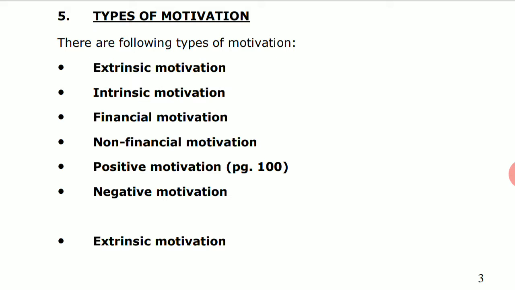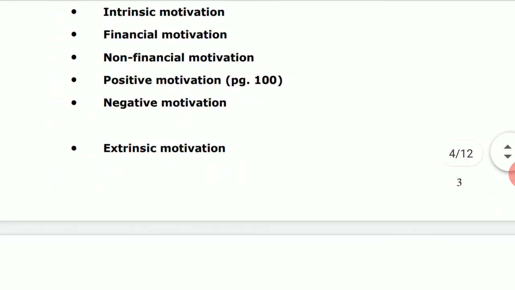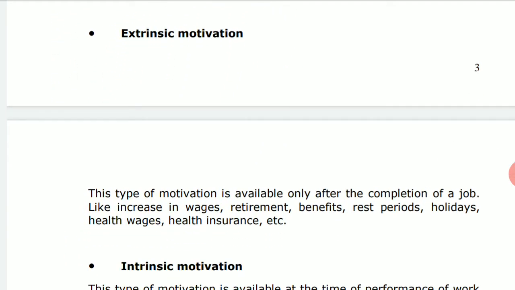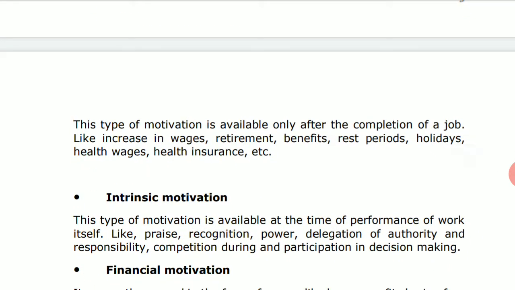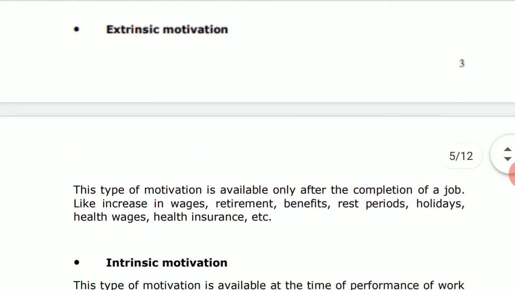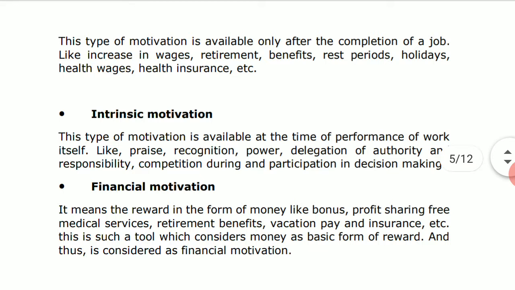That is, we are going to see, as you can see it on the screen, extrinsic motivation, intrinsic, financial, non-financial, positive and negative motivation, which can be given at different points of time depending upon the situation by the managers or by the leader to the subordinates or employees. First of all, we'll check out the extrinsic motivation. Now, what is this extrinsic motivation?